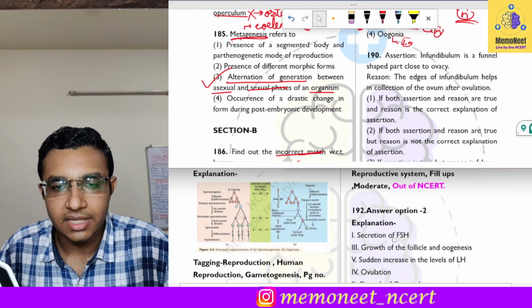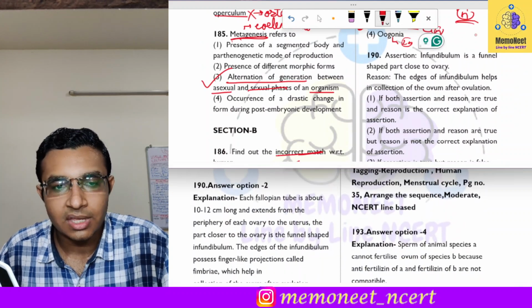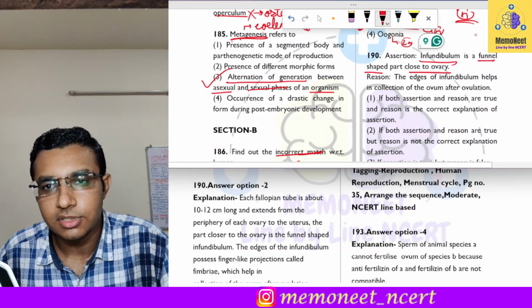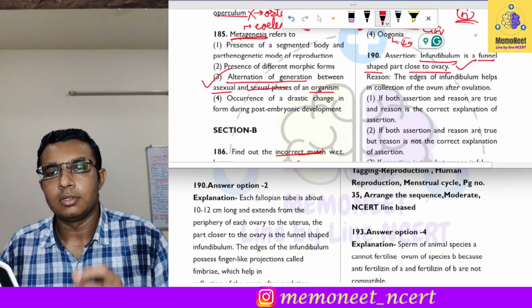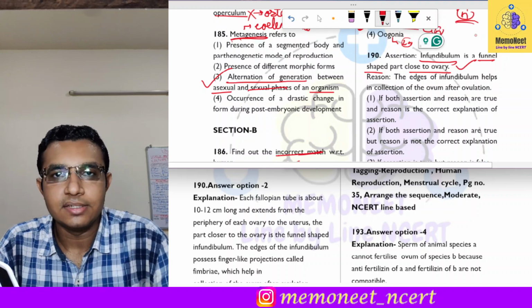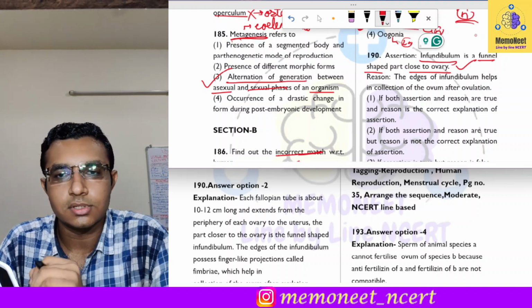The next question is question number 190. It is an assertion reason type of question. The assertion is given that the infundibulum is a funnel shaped part which is close to ovary. So is the assertion correct? So yes. So the fallopian tube has 3 parts: infundibulum, ampulla, and the isthmus. The infundibulum is the funnel shaped part which is closest to the ovary.